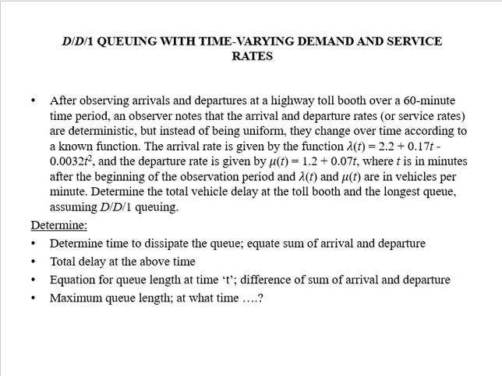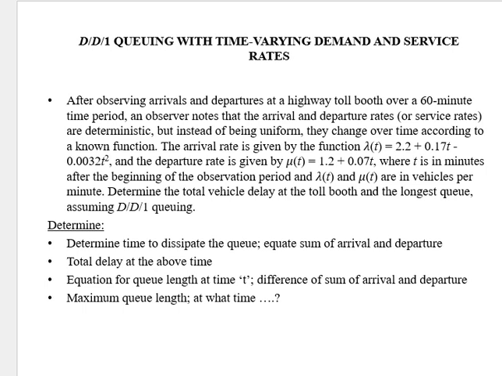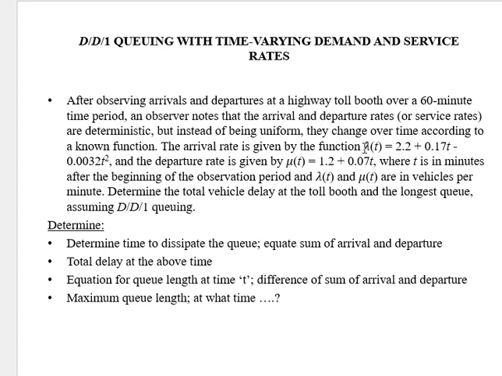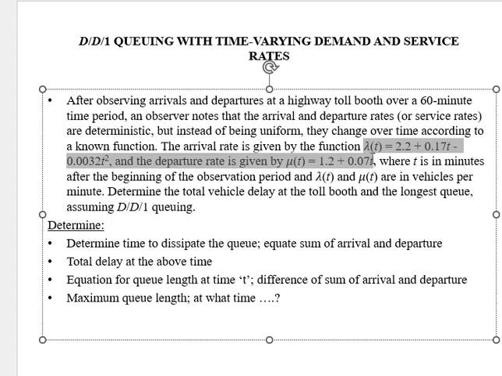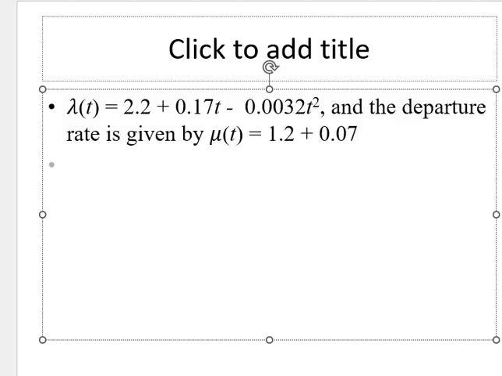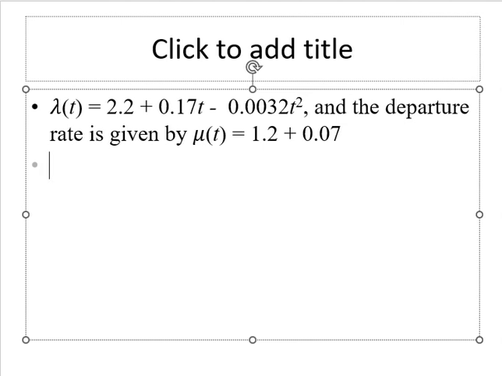Now how do we find out the total delay? What are the steps for finding out the total delay? But before that, I should have the equation for the number of vehicles arriving and departing, right? Let me do something. This is my arrival equation and this is my departure equation. First of all, these equations are for the rate of arrival and rate of departure.